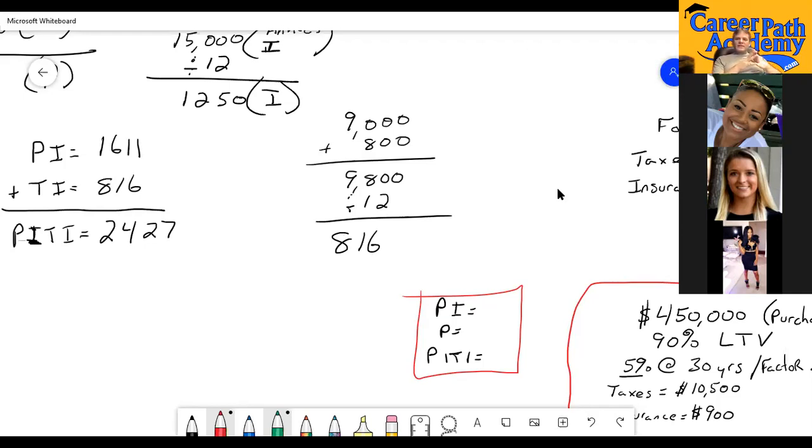So purchase price is $450,000 with an LTV of 90%. 30-year loan at a 5% interest rate. Taxes are $10,500 and the annual insurance is $900. What is the monthly mortgage payment? How much of that first month's payment goes towards the principal? And what is the PITI?